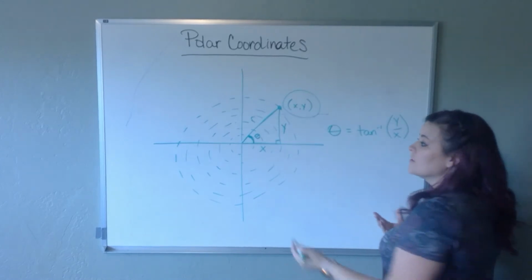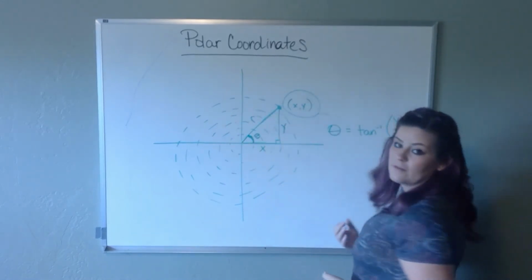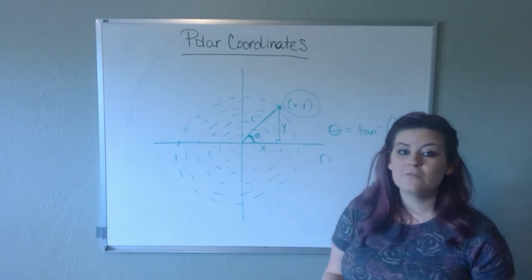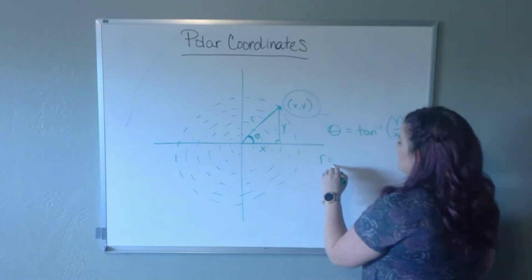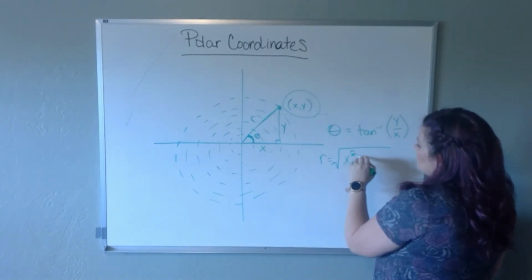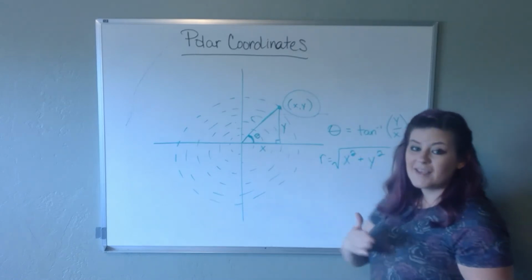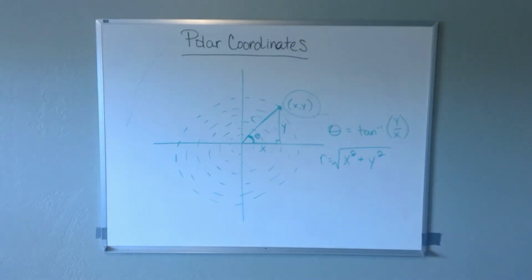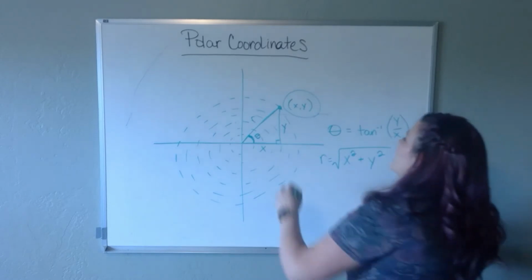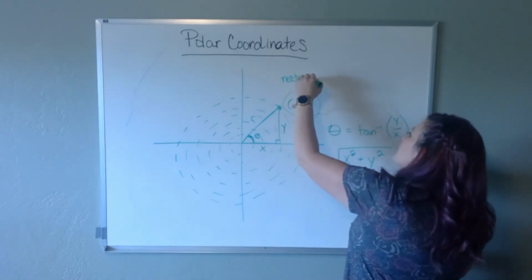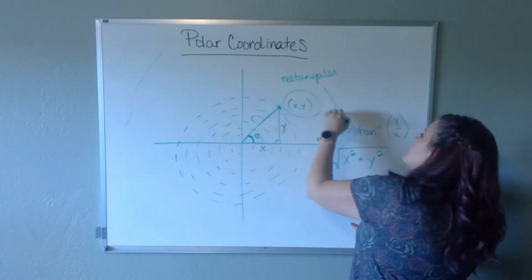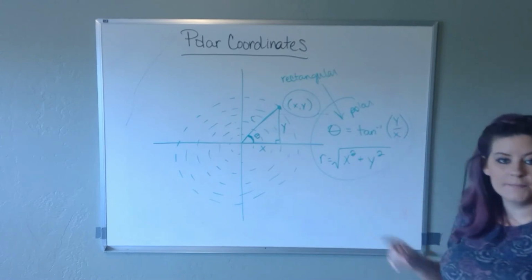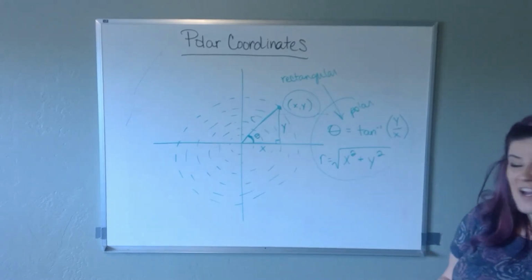How do I find r? You guys look at the triangle. It's a right triangle, right? Think Pythagorean theorem. To find r is the same way you've been finding r before. It's exactly the same. R is the square root of x squared plus y squared. In other words, x squared plus y squared equals r squared. So this tells me that I can go from rectangular coordinates to polar coordinates using these two formulas right here. So let's give it a shot.